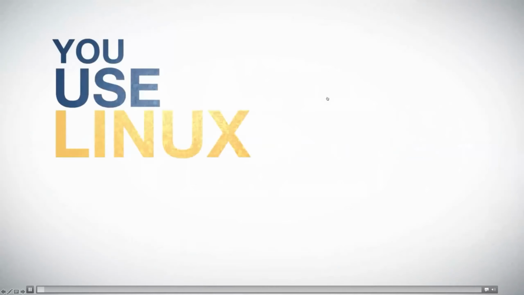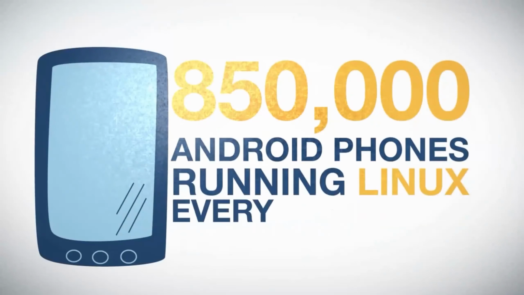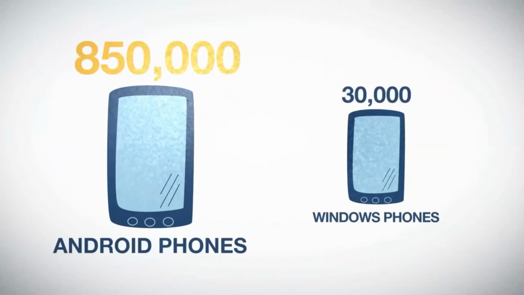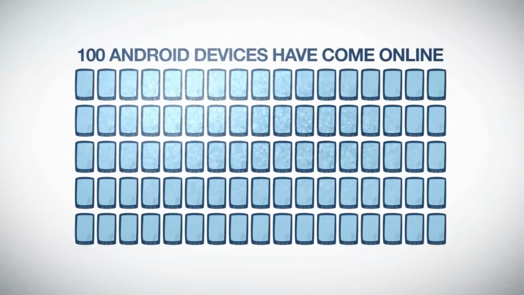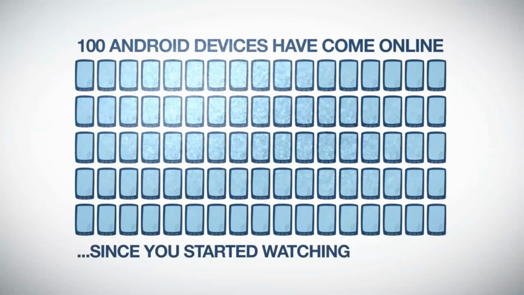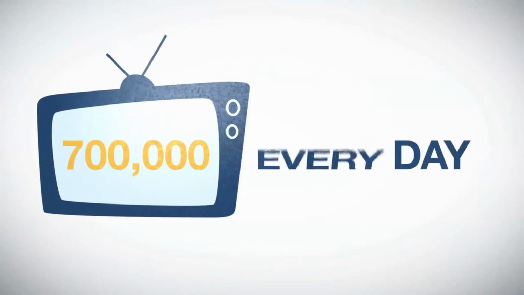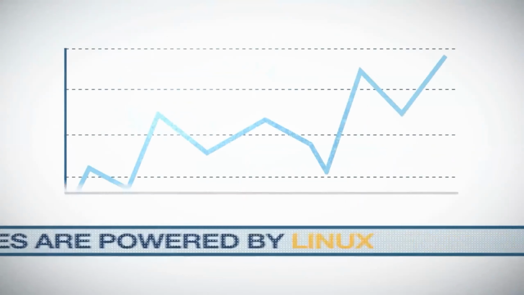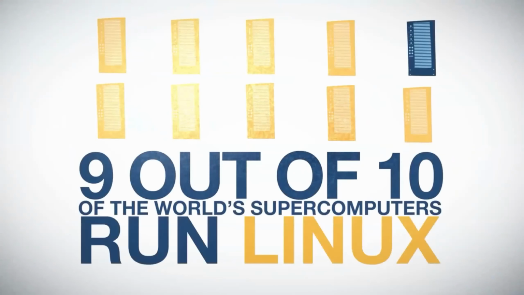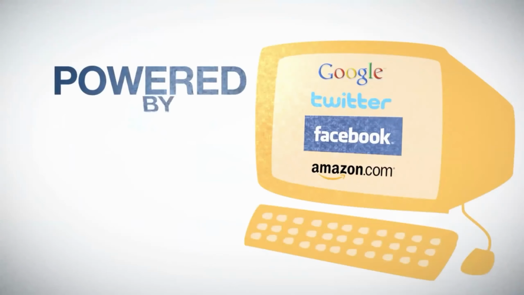You use Linux every day, whether you know it or not. Over 850,000 Android phones running Linux are activated every single day. Compare that to just 30,000 Windows phones, according to the latest reports. That means 100 Android devices have come online just since you started watching this video. Nearly 700,000 TVs are sold every day, most of which are running Linux. 8 out of 10 financial trades are powered by Linux. 9 out of 10 of the world's supercomputers run Linux. Google, Twitter, Facebook, and Amazon are all powered by Linux.